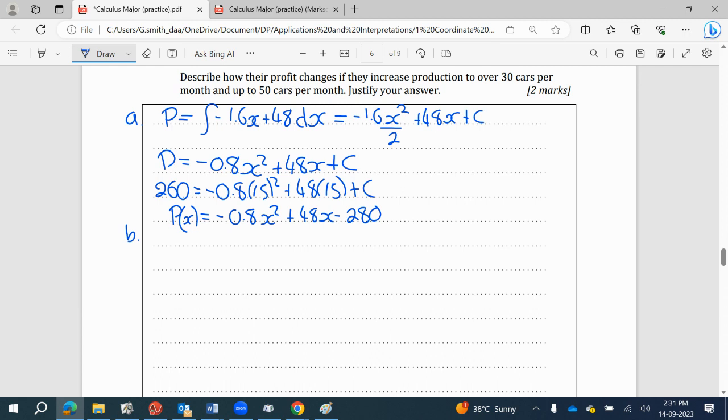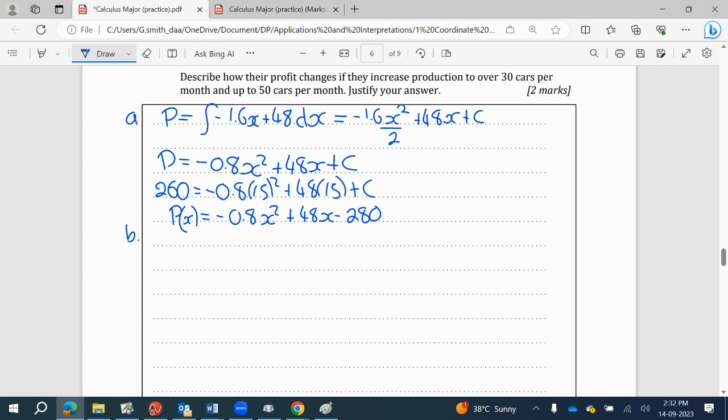B. The company regularly increases the number of cars it produces. Describe how their profit changes if they increase production to over 30 cars per month and up to 50 cars per month. All right. So this question is getting harder now because you have to interpret meaning. There'll be a couple of questions, usually on the paper, a couple of parts at the end of one, where you have to make interpretations. And this is where it gets trickier. So what happens then is we need to find some values. So let's find out how much profit is made when we make 30 cars.